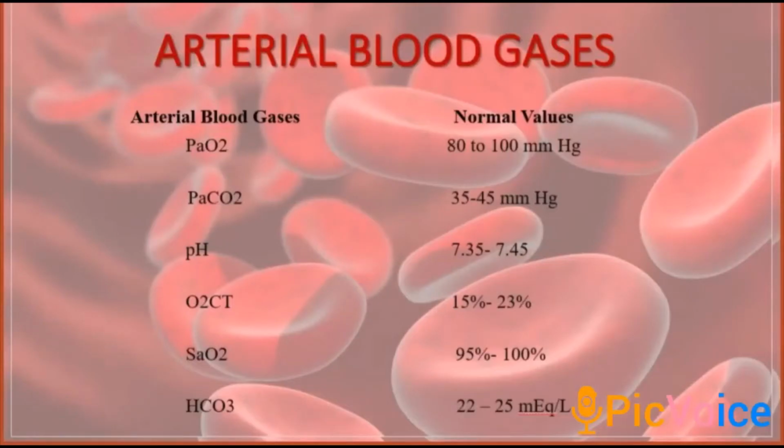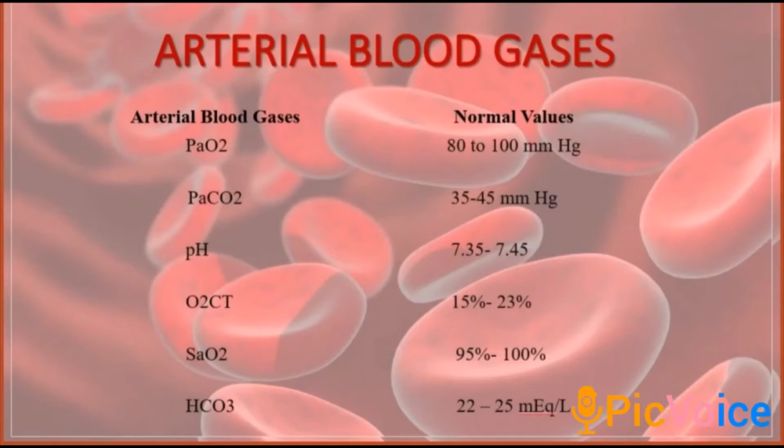Here is a diagram that displays the arterial blood gases and their normal values. First, we have the PaO2, which is the partial pressure of oxygen at 80 to 100 millimeters of mercury. We then have partial pressure of carbon dioxide, which is 35 to 45 millimeters of mercury. Then we have the pH balance, which is normally 7.35 to 7.45.